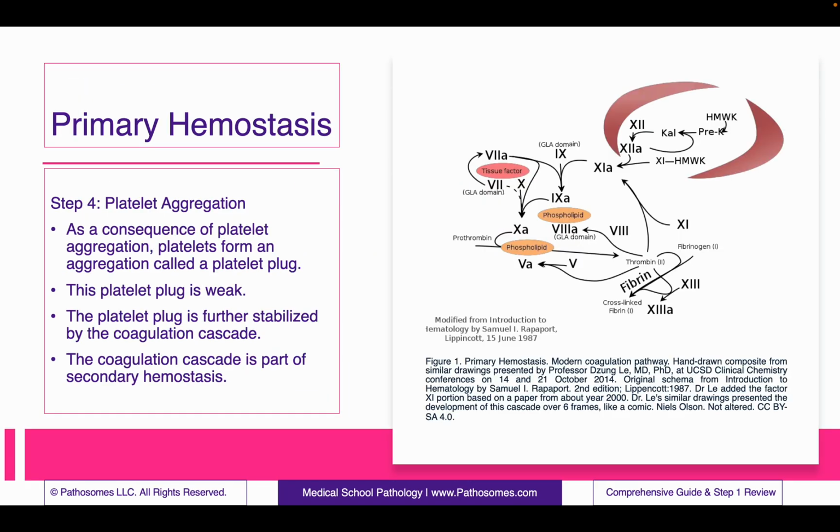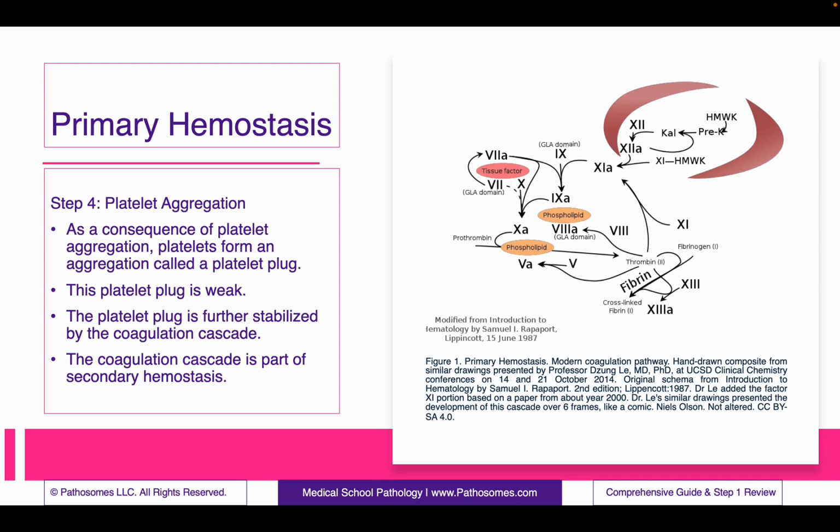Step 4 of primary hemostasis is platelet aggregation. As a consequence of platelet aggregation, platelets form an aggregation called a platelet plug. That's the whole point of primary hemostasis, to form a platelet plug.